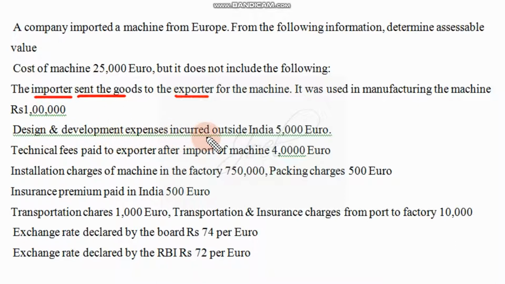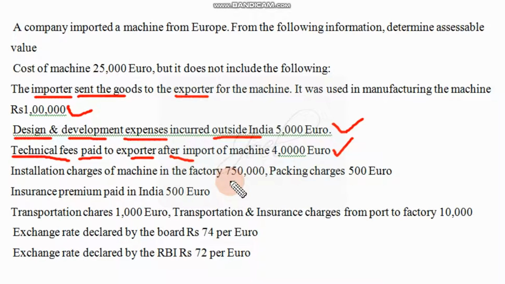Next, design and development expenses incurred outside India. Any kind of design, development, technical expenses incurred in a foreign country, that means while manufacturing, we have to consider. So 5,000 euros we are considering. Then next, technical fees paid to the exporter after import of machine. Technical fees means it is a fee of a technician who will manufacture the product. So this is related to the product and we are going to consider it. It will be added.